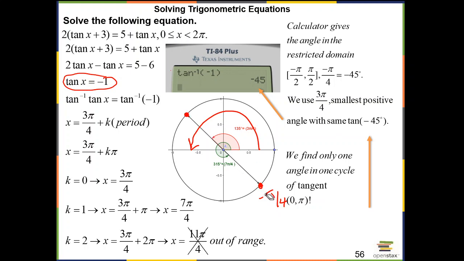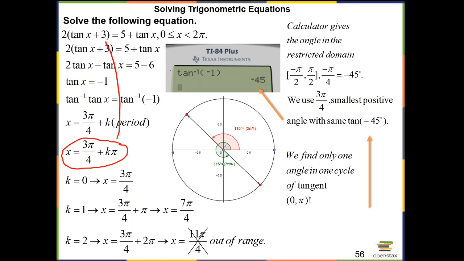Okay, so from 0 to pi, there is only one angle, which is, what is that angle? Well, if this is negative pi over 4, this is pi over 4 here. So what is this angle right here? Well, that would be 3 pi over 4, right? So the angle that we're going to use in our equation is actually 3 pi over 4, plus what? Plus k times the period, but we know the period of tangent is pi. So this is the equation that we get for all solutions for that equation.